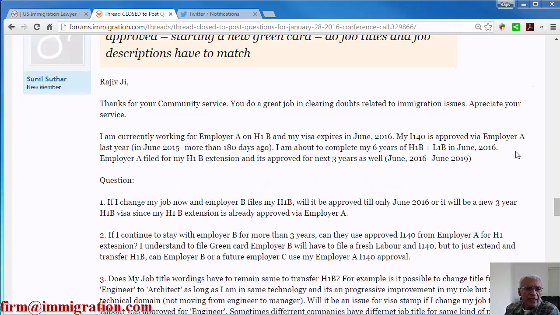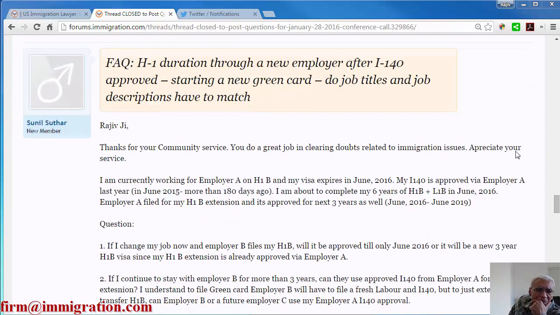This one is from Sunil Suthar. He says, this is about H1 duration through a new employer after I-140 has been approved, then starting a new green card, and also do job titles and job descriptions have to match. So let me tell you, generally speaking, first of all, this is kind of interesting too. So let us say I'm in my 7th year of H1. Now my I-140 got approved. I'm entitled to 3 years. I got my 3 years of H1. I stayed with that employer. Now I'm in 8th or 9th year. So I have 2 more years left on the 3-year extension I got.